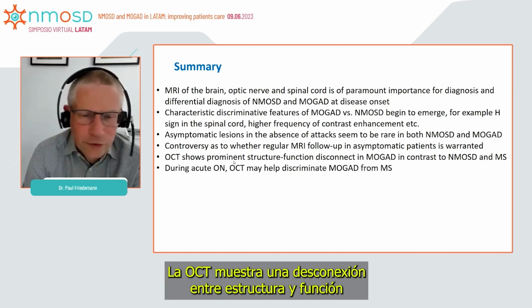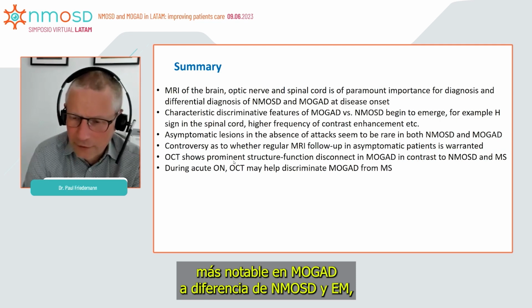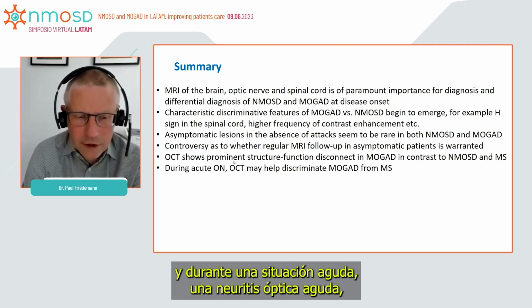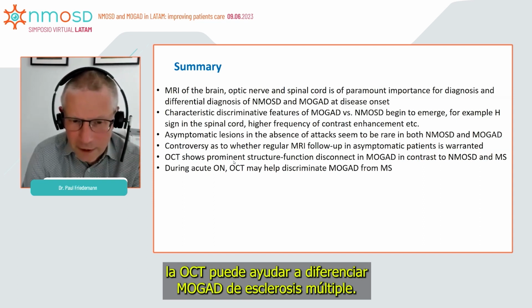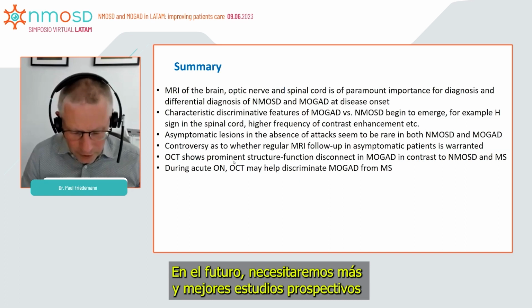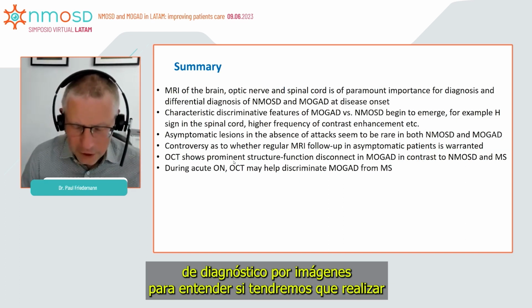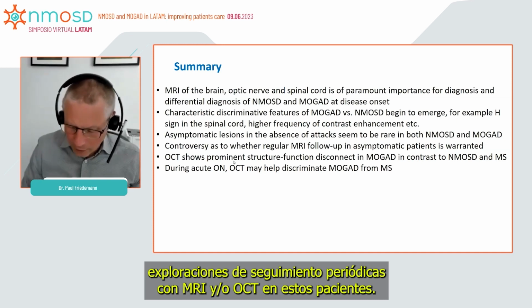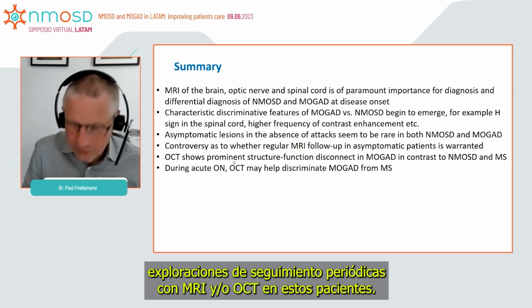The OCT shows prominent structure-function disconnect in MOGAD in contrast to NMOSD and MS. And during the acute situation, acute ON OCT may help discriminate MOGAD from multiple sclerosis. In the future, we need better prospective imaging studies to understand whether perhaps we will have to perform regular MRI and/or OCT follow-up scans in these patients.